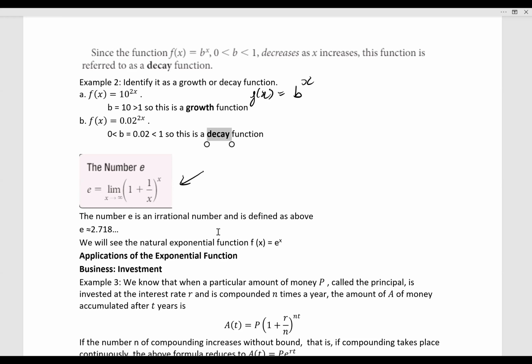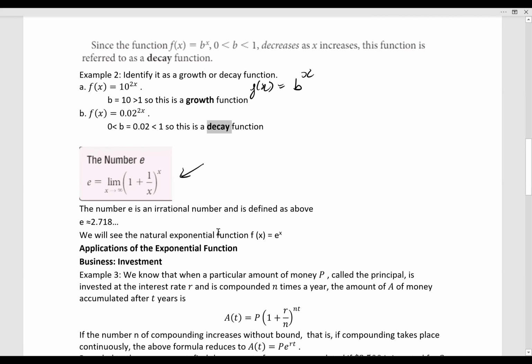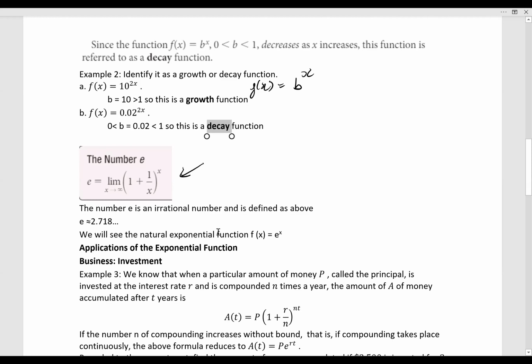When you want to have that number e, you can use a calculator. The number is approximately 2.718 something, but I usually use only 3 digits. So that's e, and we will see the natural exponential function such as f(x) equal to e to the power x in this section.